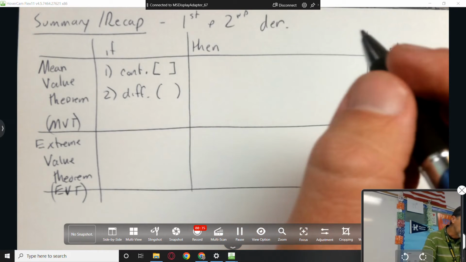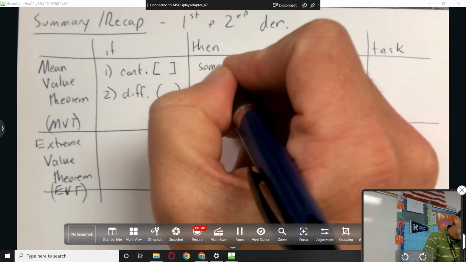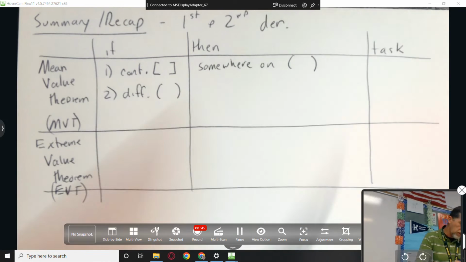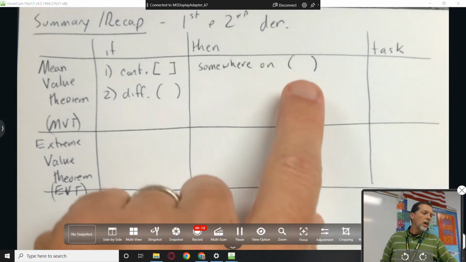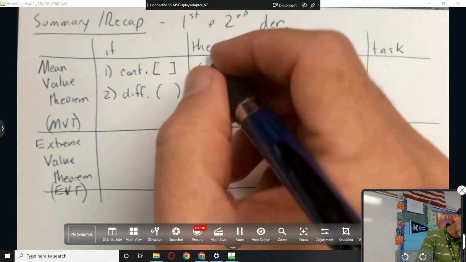Our conclusion then is that somewhere on the open interval, and textbooks have A and B in there, but a problem might have 1 to 4 or 0 to 3 or wherever, but somewhere on the open interval, do you remember what's the main point of the MVT? There's like 3 different ways to say it.